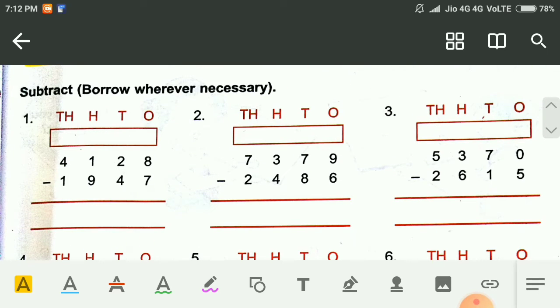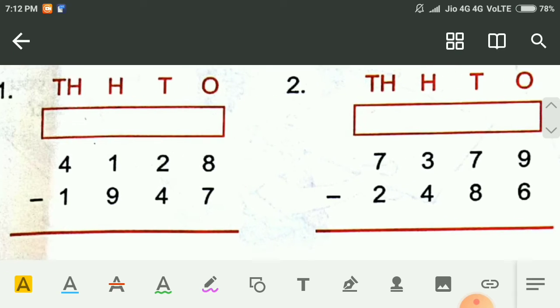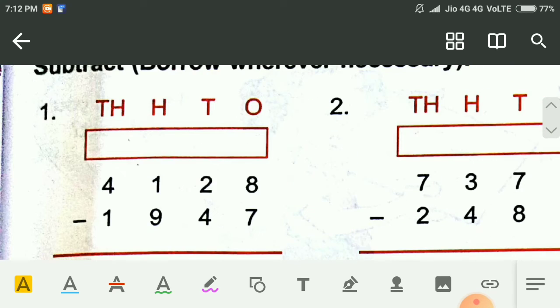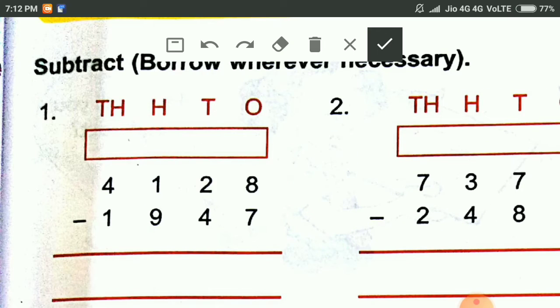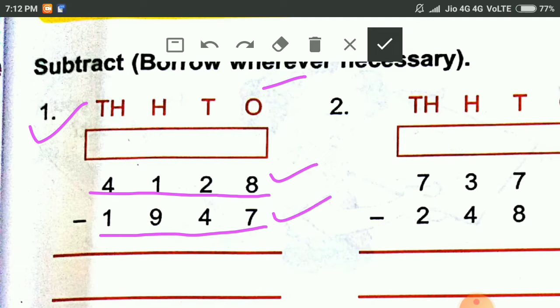Now question number 1. You have to subtract 1,947 from 4,128. You will start from ones. 8 minus 7, 1. Then you have to subtract the tens place. 2 minus 4. It's not possible.